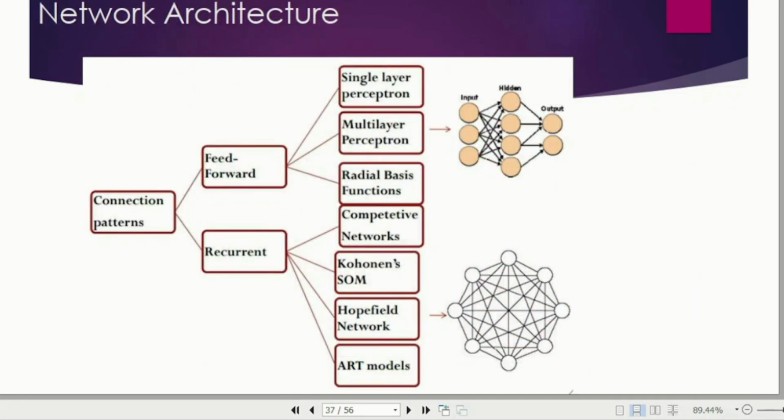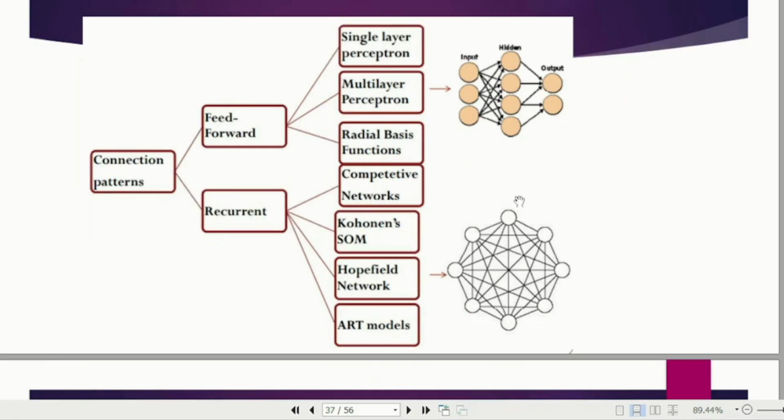Let's discuss the network architecture of ANN. These are basically connection patterns. According to the connection patterns, there are two types: feed forward and recurrent. In feed forward, there are three basic types: single layer perceptrons, multi-layer perceptrons, and radial basis function networks, RBF in short. In recurrent, the competitive networks, Hopfield and ART models come under the connection patterns. According to the connection patterns, these are the different types of network architecture.